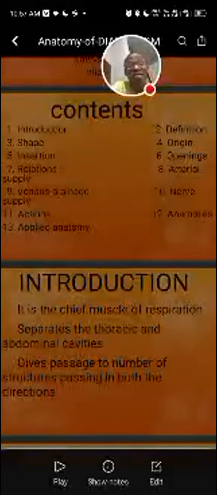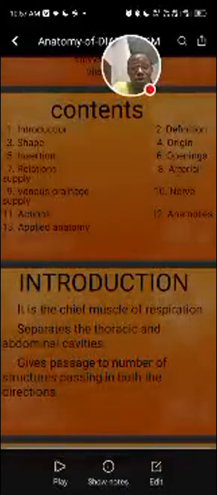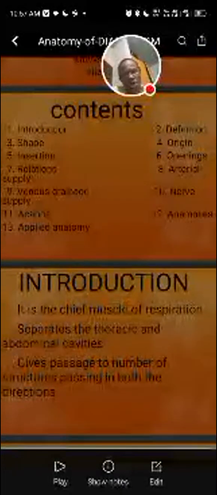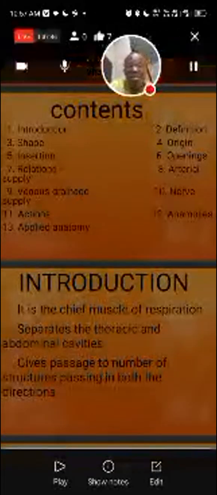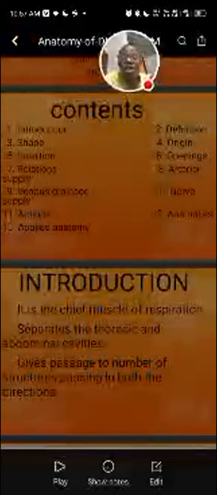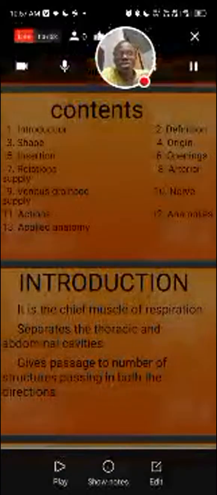Venous drainage: all the veins that follow the arteries that supply the diaphragm drain into the systemic veins. So what is the arterial supply? U-SLIM-SUP. You slim soup.